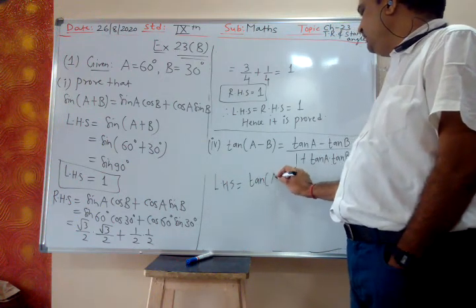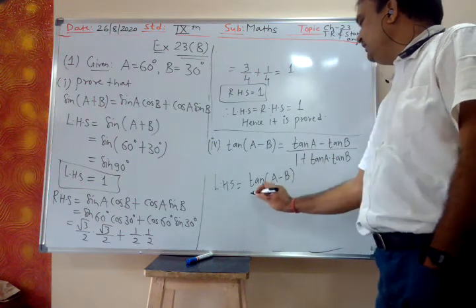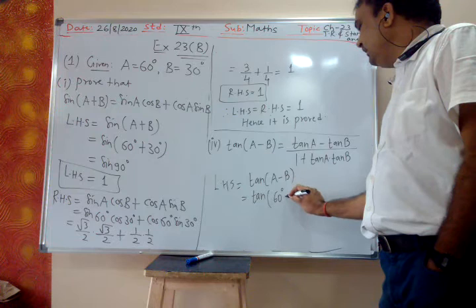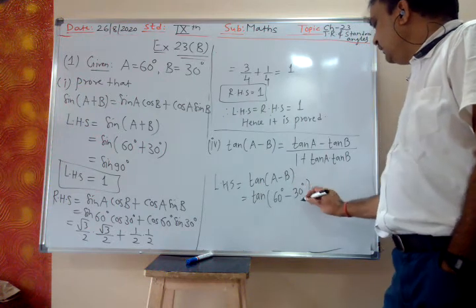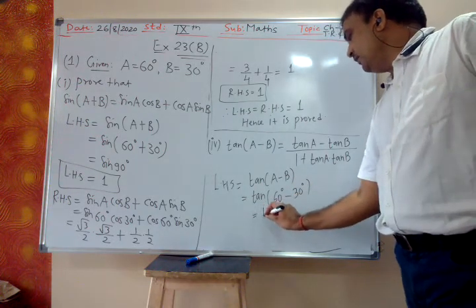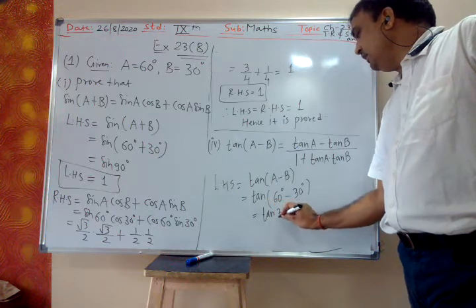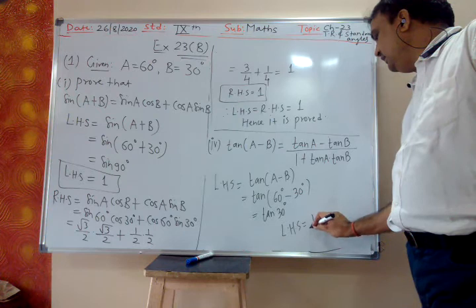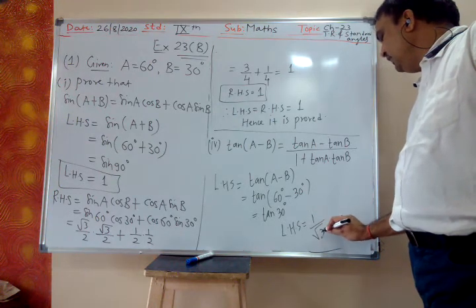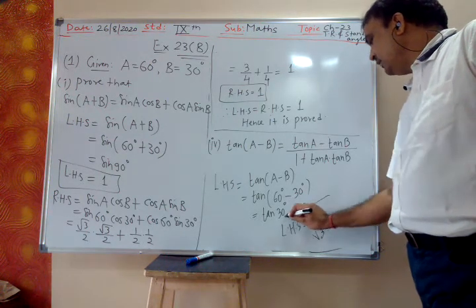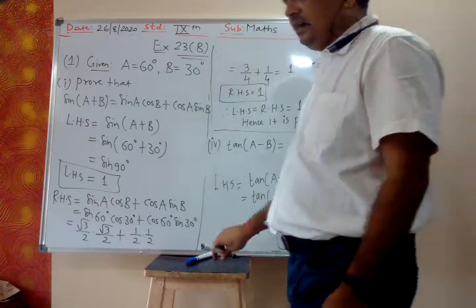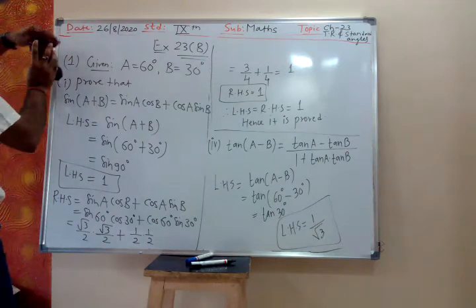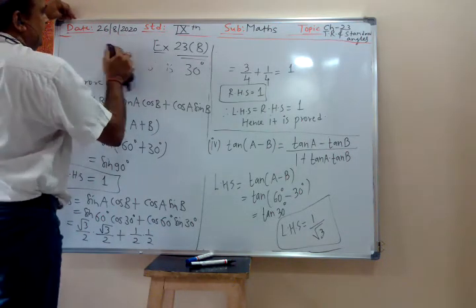So tan A minus B, left hand side is tan A minus B. Tan A is 60 degree, minus B is 30 degree. Tan 30 degree is 1 by root 3, yes. So left hand side is 1 by root 3. Find right hand side.